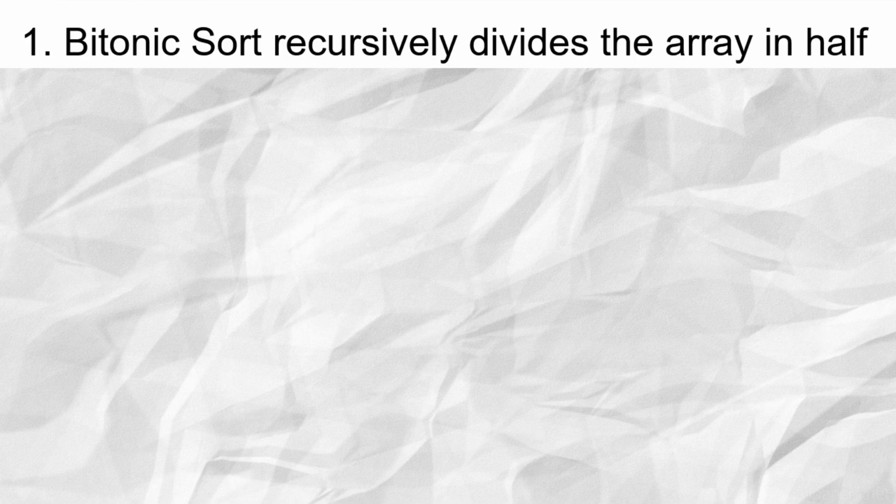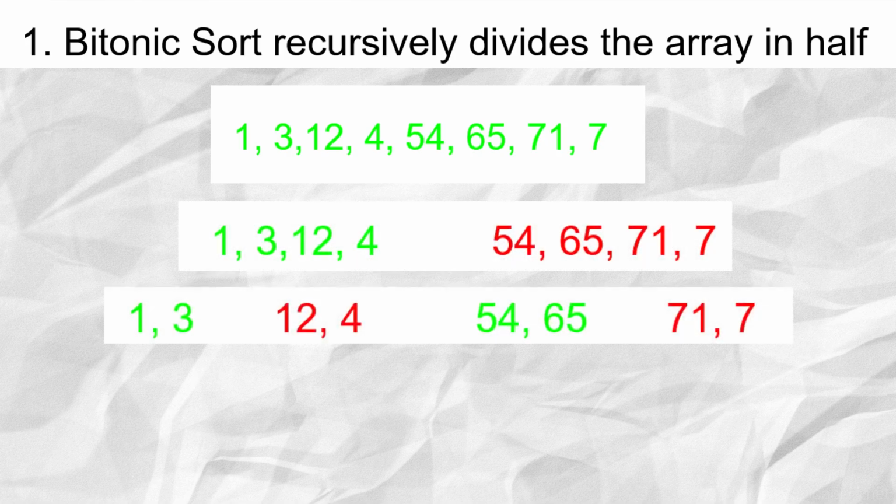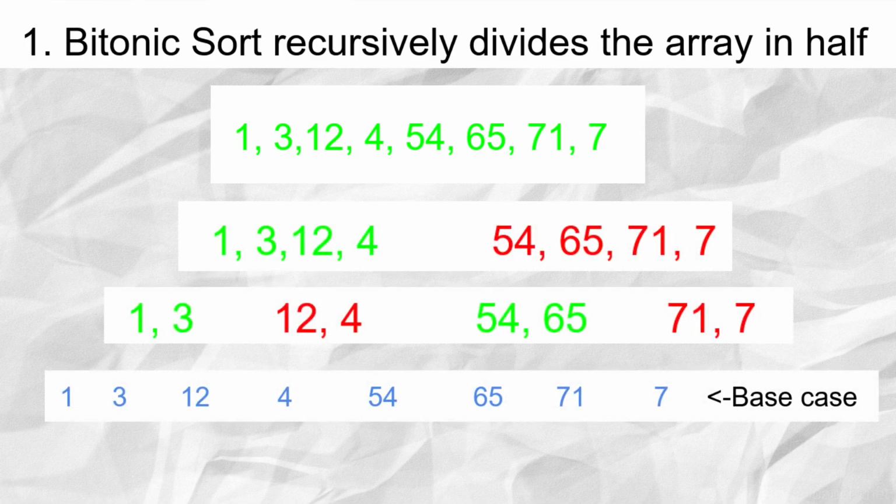Here's how the process works. First, the Bitonic Sort function recursively divides the array in half. Second, once the Bitonic Sort function hits its base case, it returns up and uses the Bitonic Merge function. The Bitonic Merge function then remerges the numbers according to the direction they were assigned.